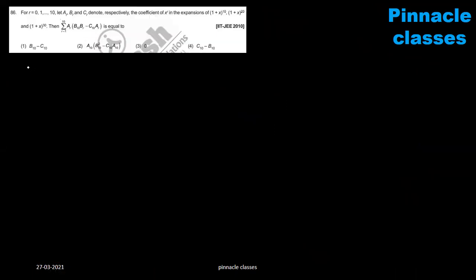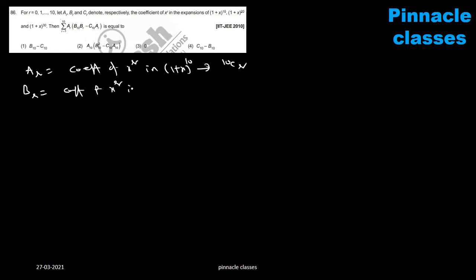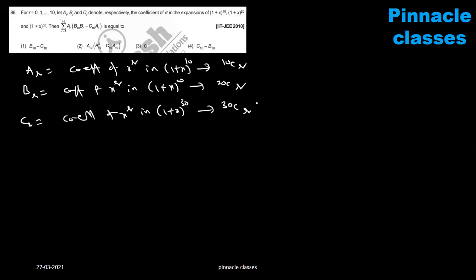Once again, this one is arising. Here, coefficient of x power r in (1 plus x) whole power 10 is 10Cr. Coefficient of x power r in (1 plus x) whole power 20 is 20Cr. Coefficient of x power r in (1 plus x) whole power 30 is 30Cr.